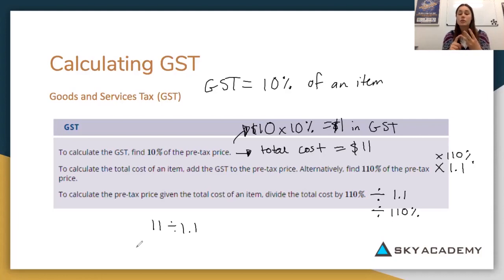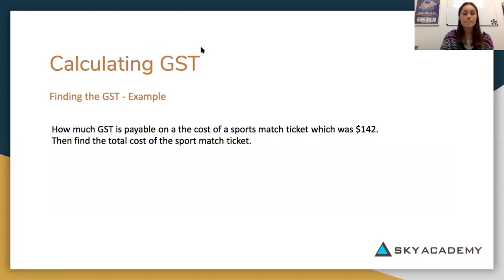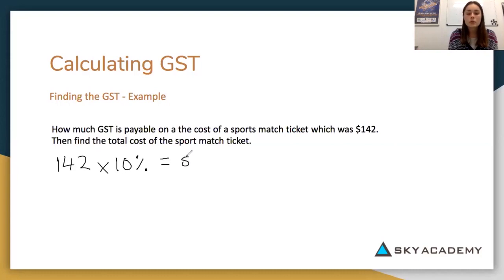So let's have a go at doing an example. It says how much GST is payable on the cost of a sports match ticket, which was $142. Then find the total cost of the sport match ticket. So to find how much GST is payable on the cost of an item, you times the item by 10%. So we're going to do 142 times 10%. And when you put that into your calculator, you should get $14.2. So the GST that's payable on $142 is $14.2 in GST. So that's part 1.